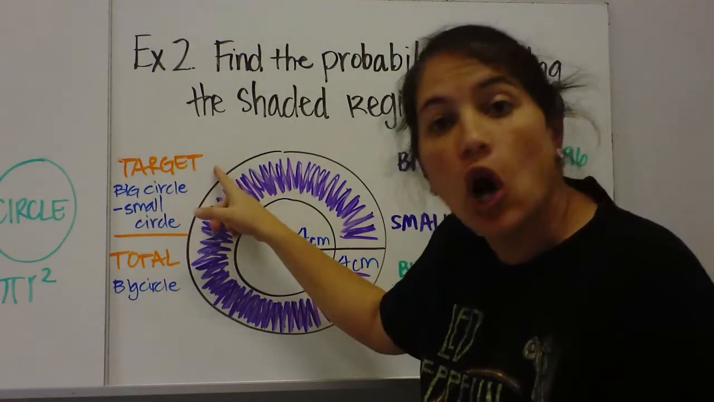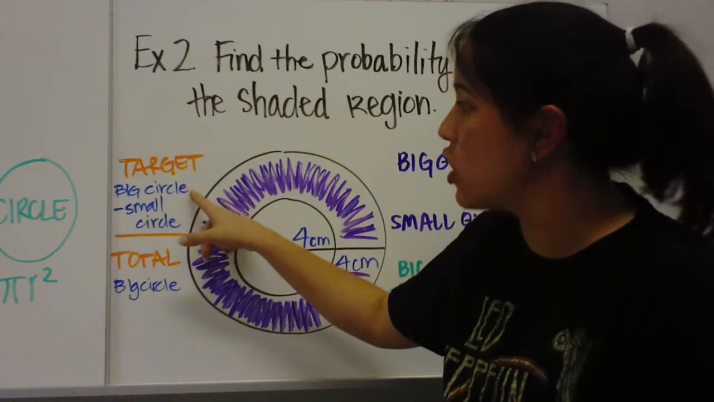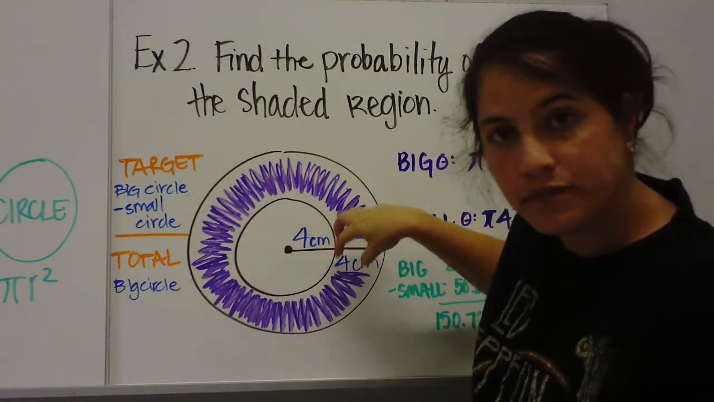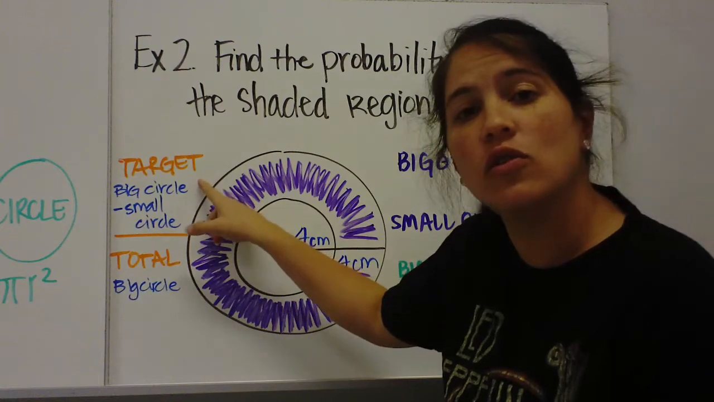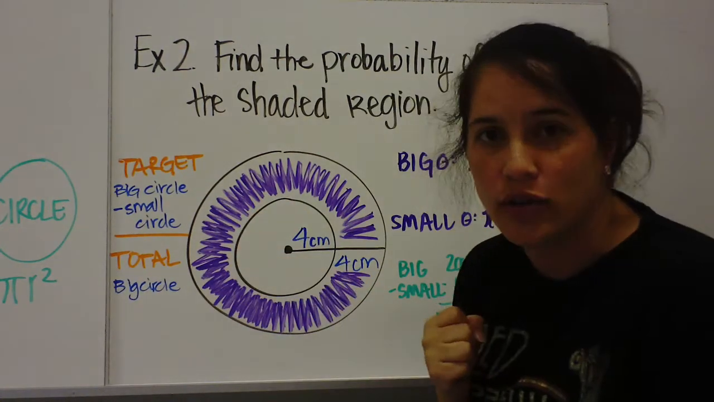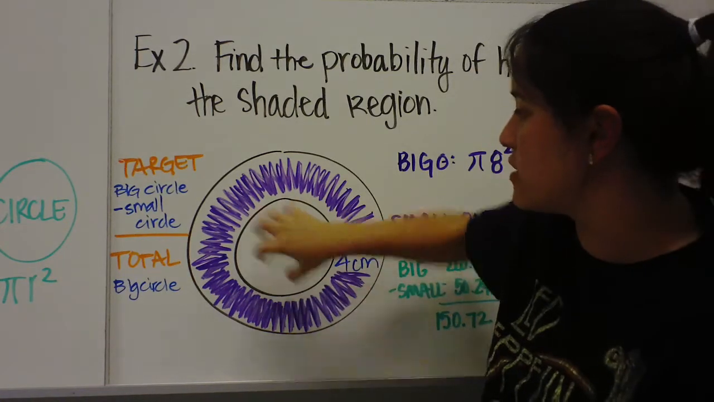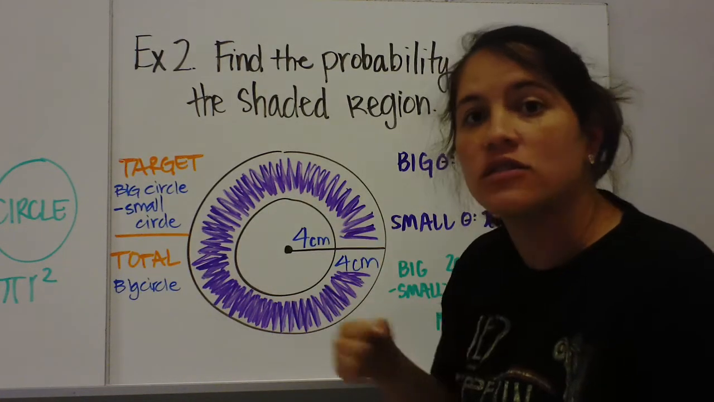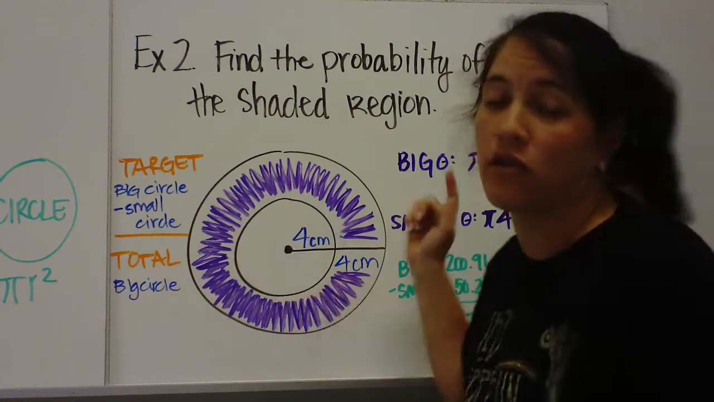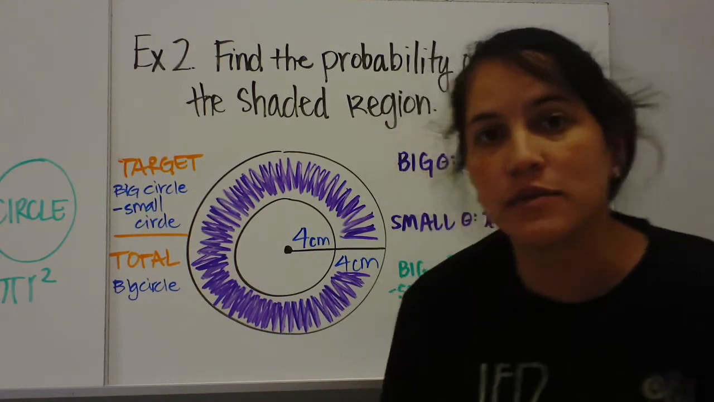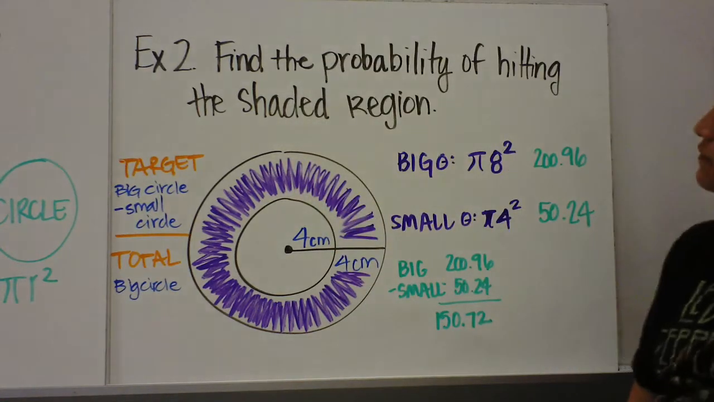So over here we have our target area and our total area. The target area is just the purple. So it's the big circle and when you take out the small circle. So the big circle minus the small circle. We have to take the small circle out. The total area would just be the big circle. That's the total area. So this one has a couple of different steps. So let me show you what I've done.